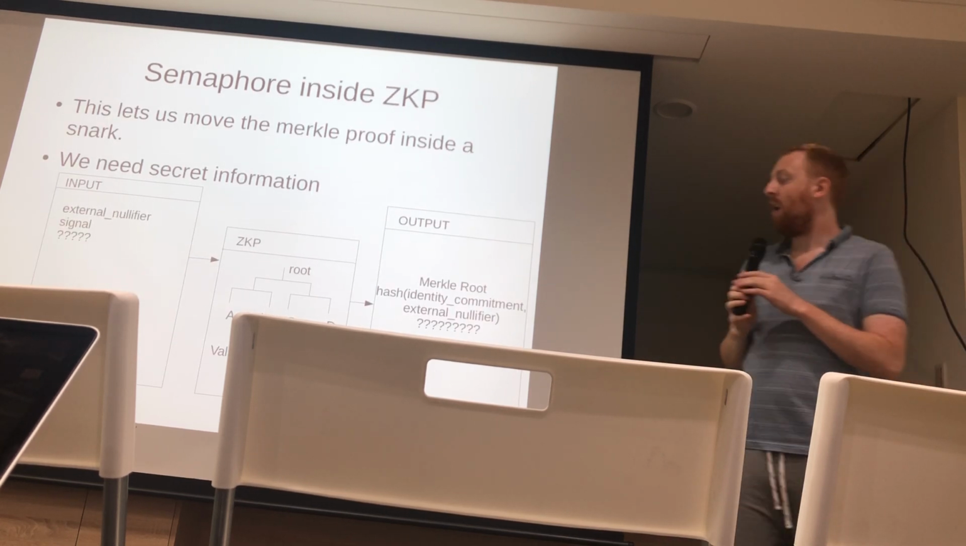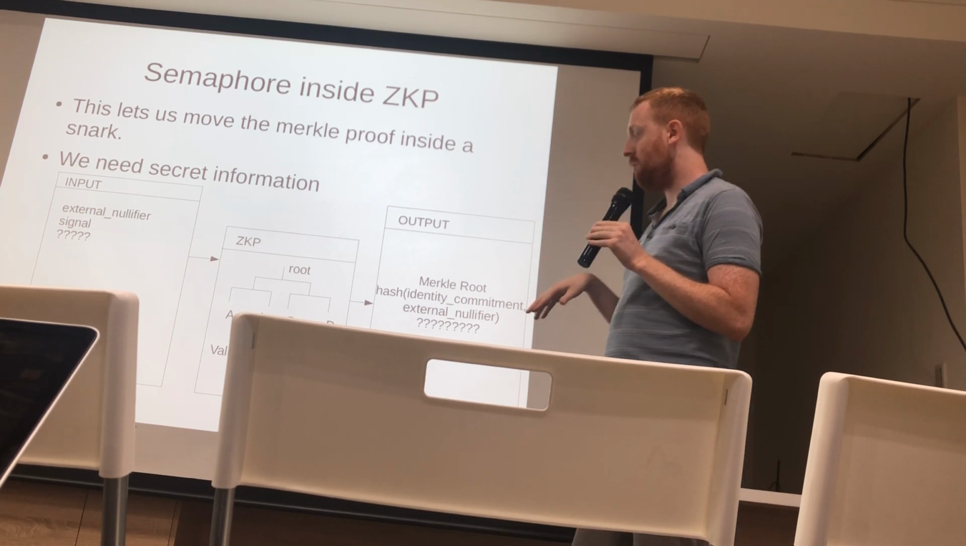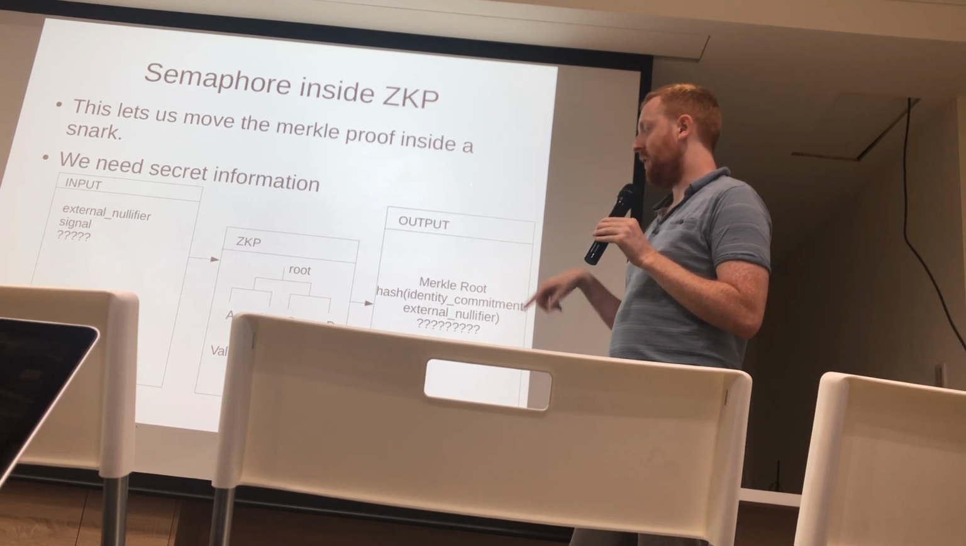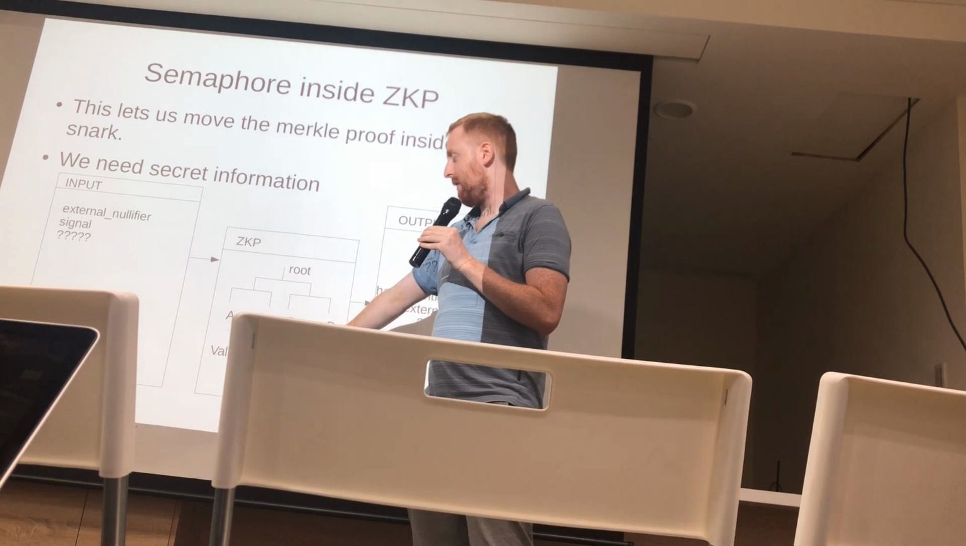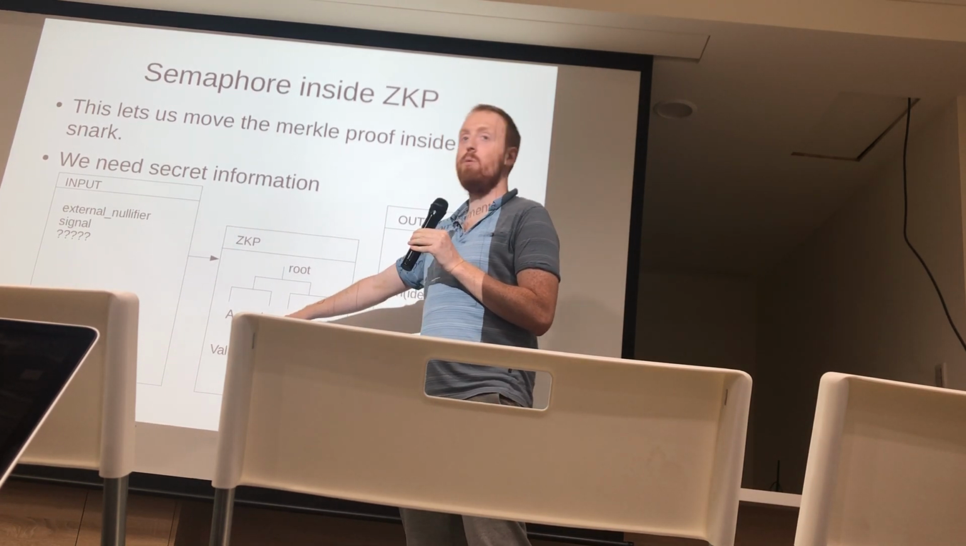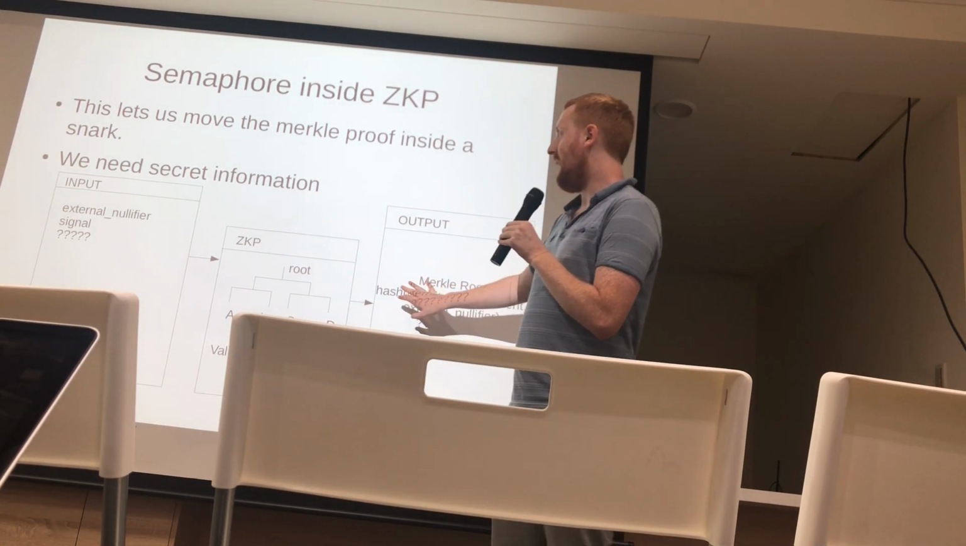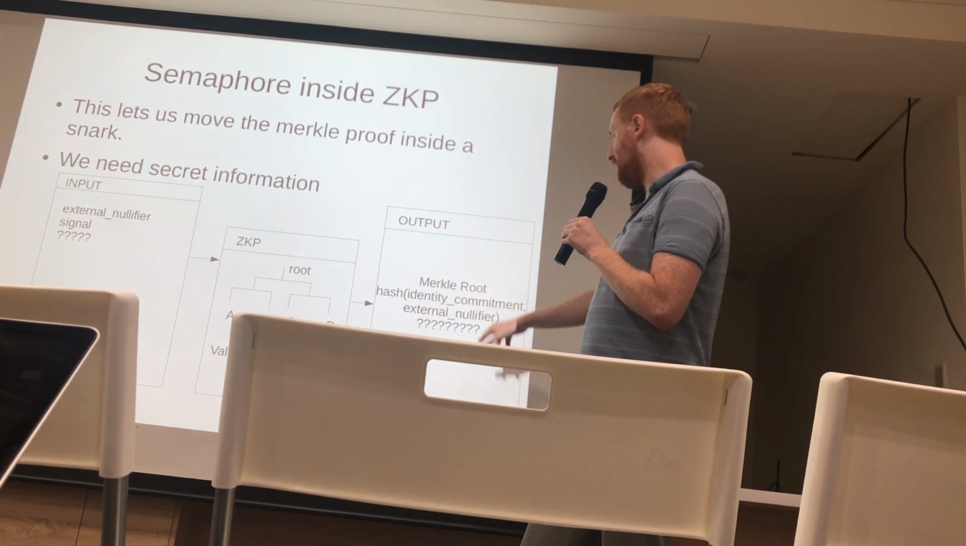So let's put this inside the SNARK. For each zero-knowledge proof, we validate a signature, we calculate its public key, and then we prove that that public key is part of this group. So we'll have 3 inputs and 2 outputs.